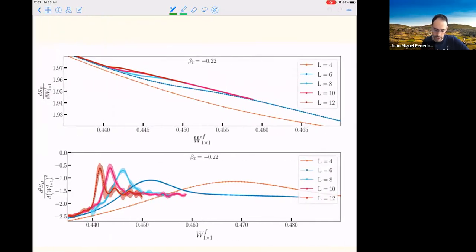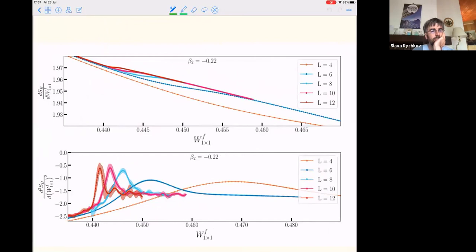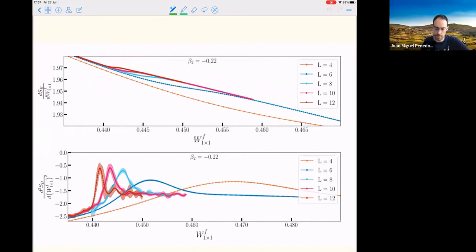So this is the best result we have. We chose beta 2 equals -0.22. And here I'm showing you again the first derivative of the entropy. We go up to L equals 12, which is the biggest size we can do. It's 12 to the 5th, so it's a lot of lattice sites. We don't see a sign of an unstable region. So here it is compatible with a continuous phase transition. The first derivative of the entropy is monotonous.